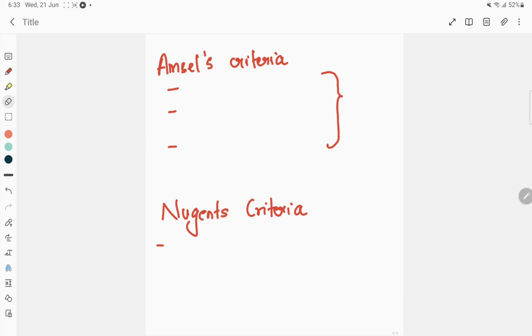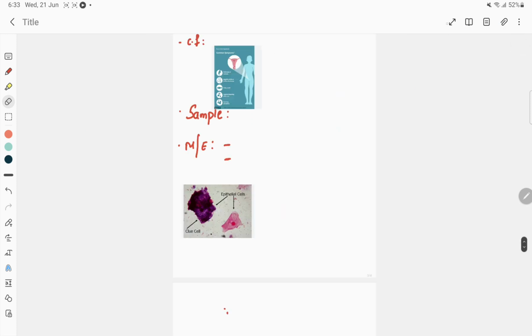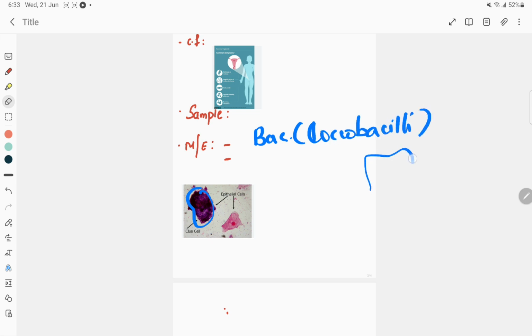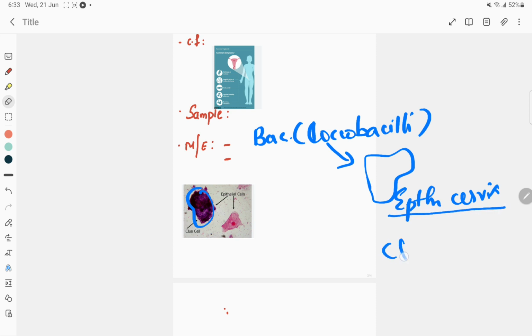Again, let me repeat the clue cells to you. What are the clue cells, guys? Once more, this that you see here is a clue cell. Clue cell is nothing but the bacteria. What kind of bacteria is it? It is a coccobacilli. It is a coccobacilli that has invaded the epithelial cells. This is the epithelial cell of the cervix. So when the bacteria invades the epithelial cells of the cervix, what we get is a clue cell, right?